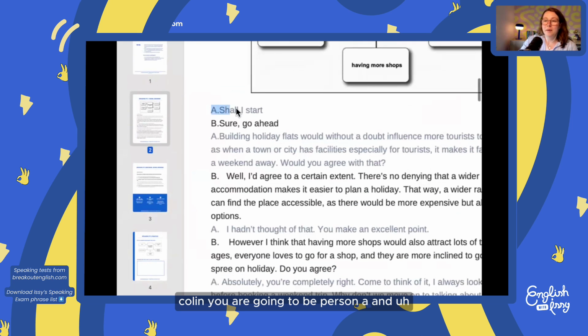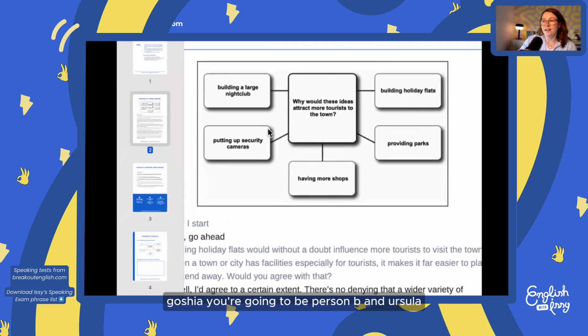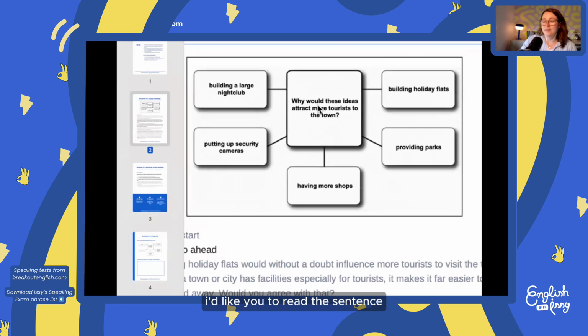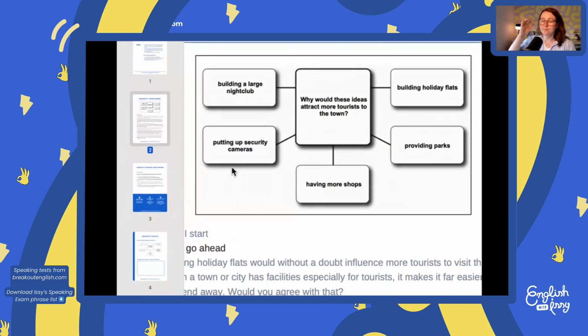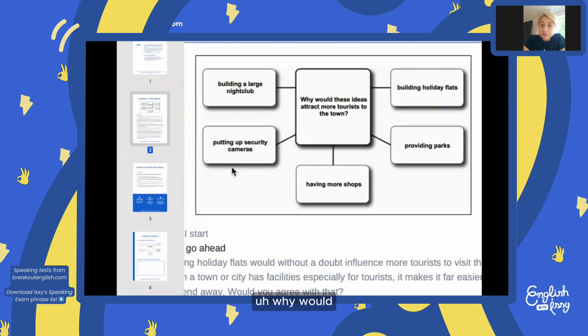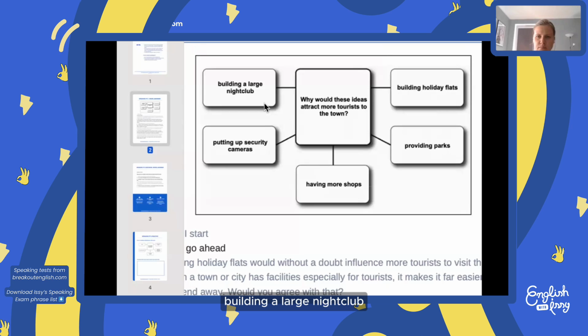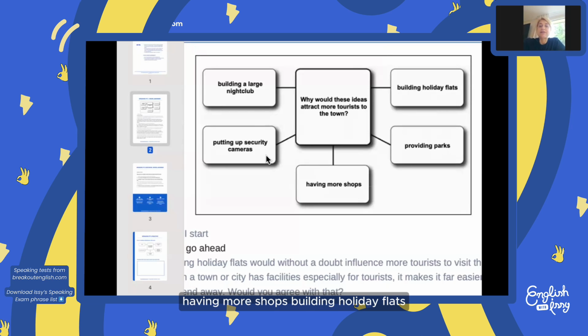Collin, you're going to be person A, and Gosia, you're going to be person B, and Ursula, I'd like you to read the sentence, the question in the middle, and the 5 points around, please. Why would these ideas attract more tourists to the town? Building a large nightclub, putting up security cameras, having more shops, building holiday flats, providing parks.